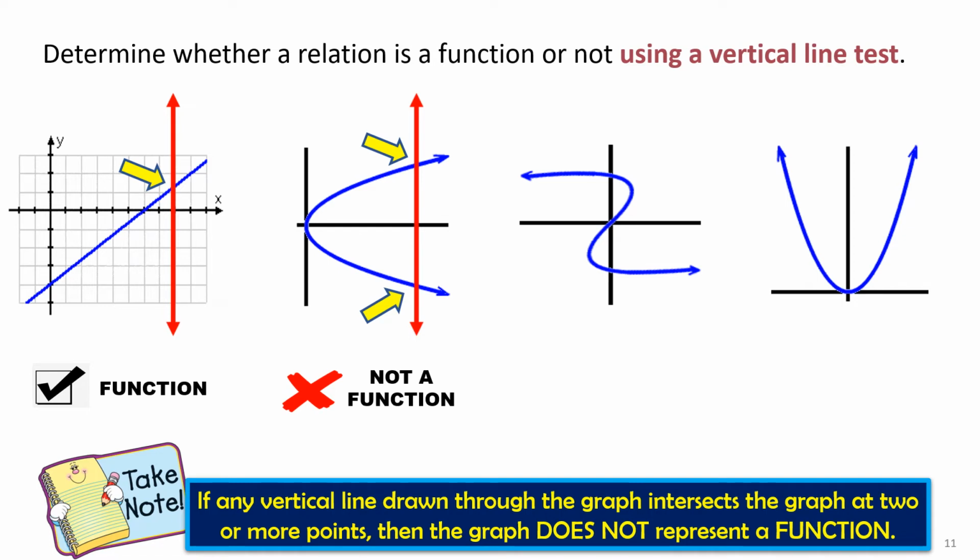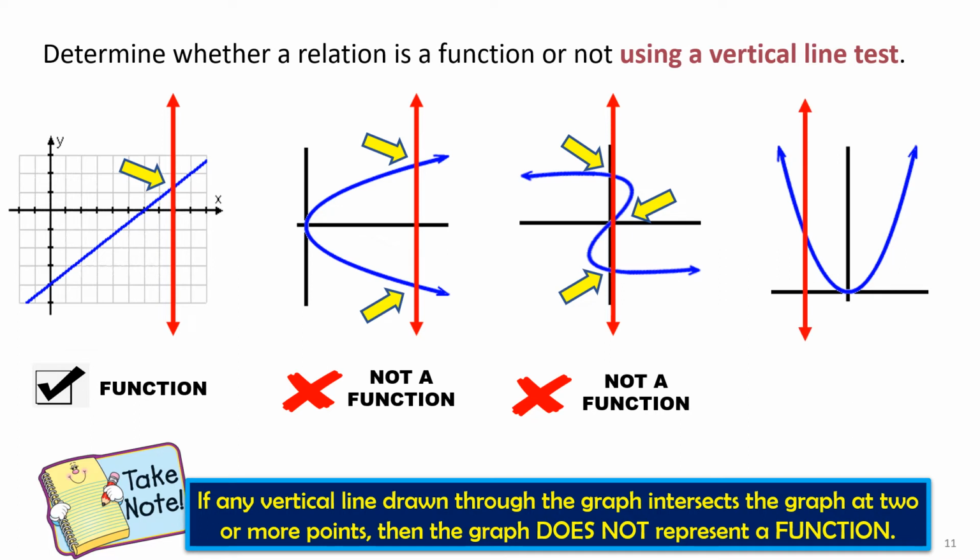Okay, next, let us draw a vertical line. And then, i-move natin to the right. Let's see how many intersections do we have. So, 1, 2, and 3 intersections. Meaning to say, this graph is not a function again.